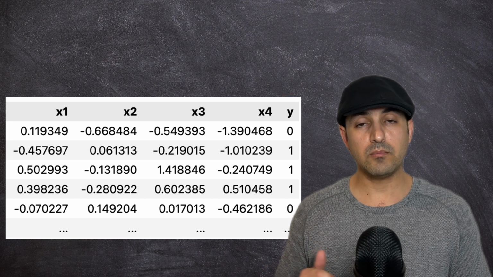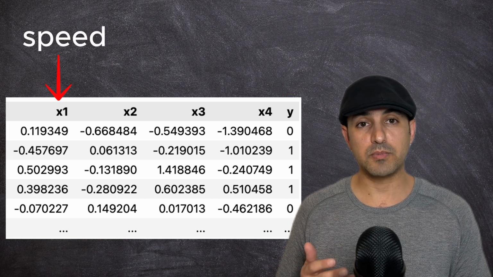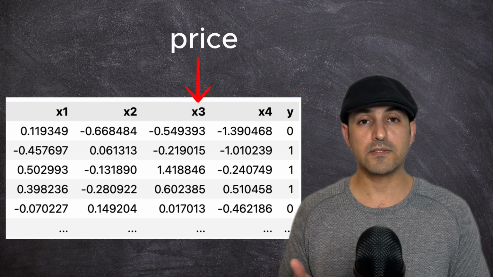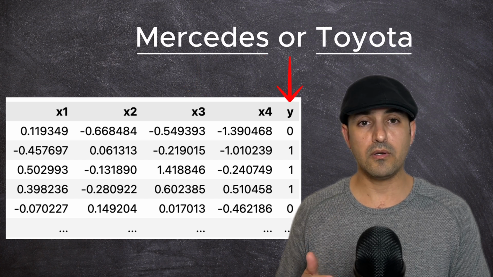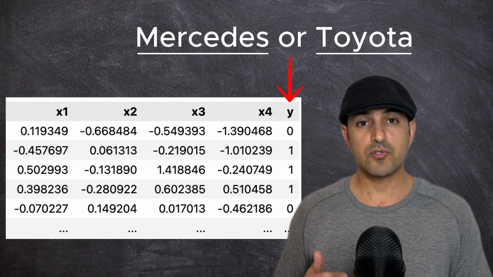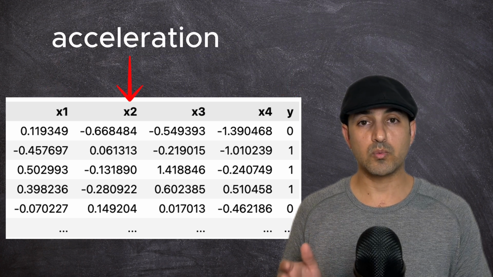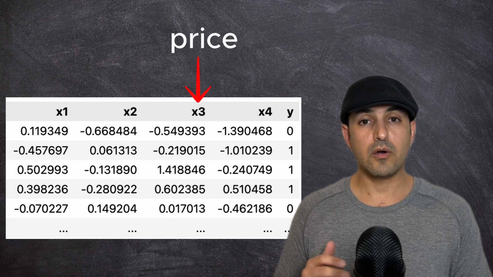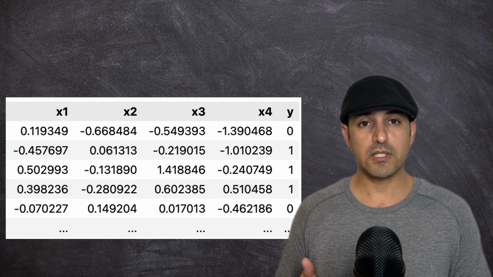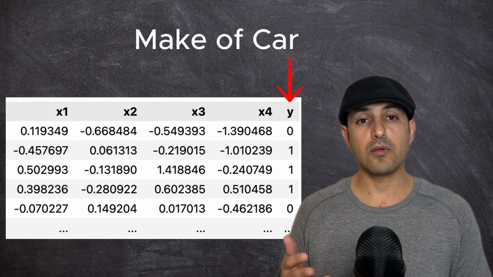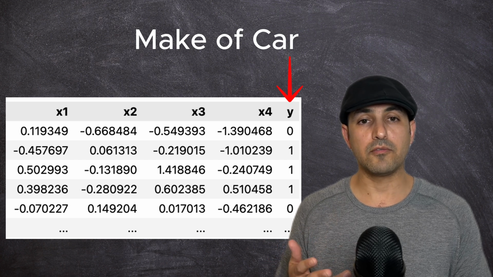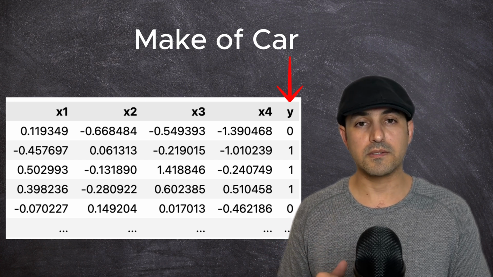As another example, let's say I have measured the speed, acceleration, price, and weight of 1,000 cars that are either a Toyota or Mercedes. So my spreadsheet columns x1, x2, etc. are the speed, acceleration, and other features of the cars, and the last column that I label y is the make of the car, Toyota or Mercedes.